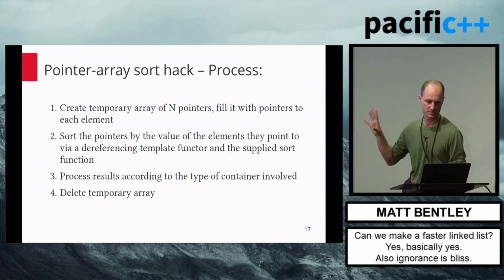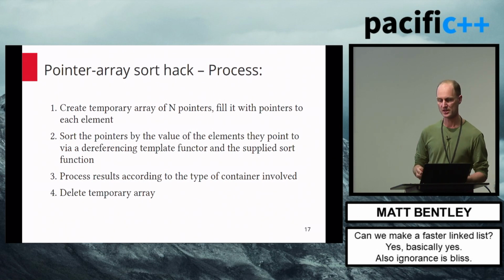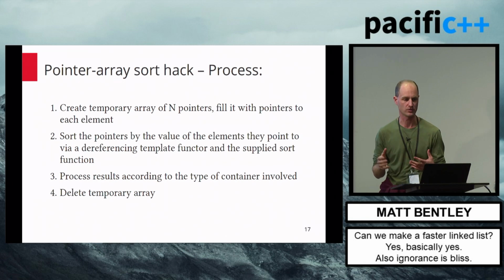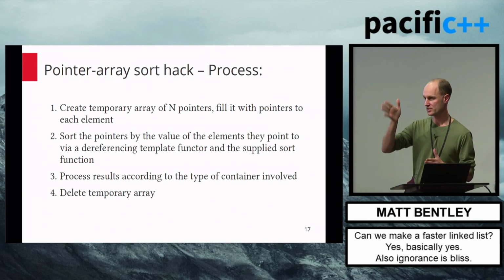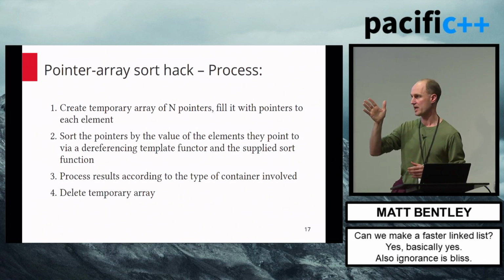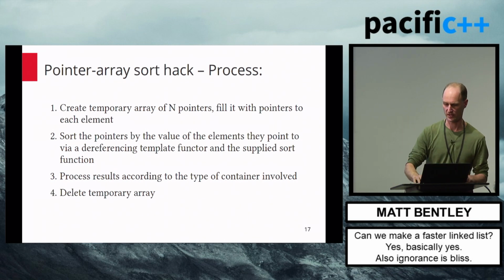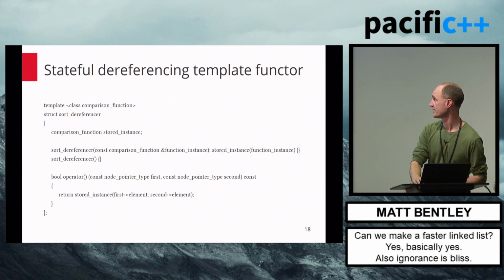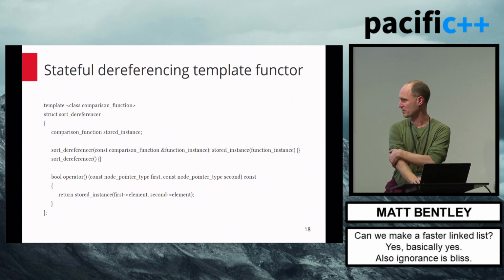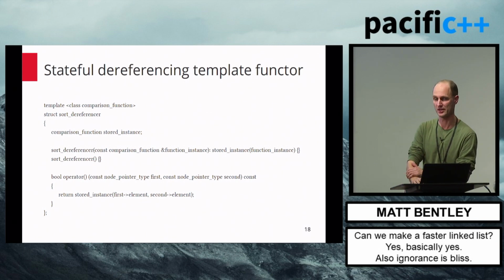So the basic process is you create a temporary array of n pointers, and you fill the array with pointers to each element in your container, whatever it is. And then you sort the pointers themselves, not the elements, but the pointers, by the elements that they point to via a dereferencing template functor, and that's what that looks like. I didn't come up with this particular thing. My template foo was not strong enough. I had to consult Dr. Stack Overflow, and for that I apologize.